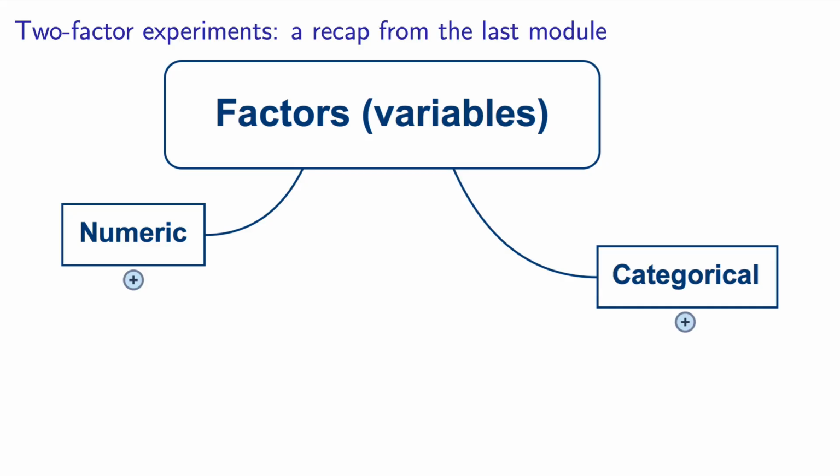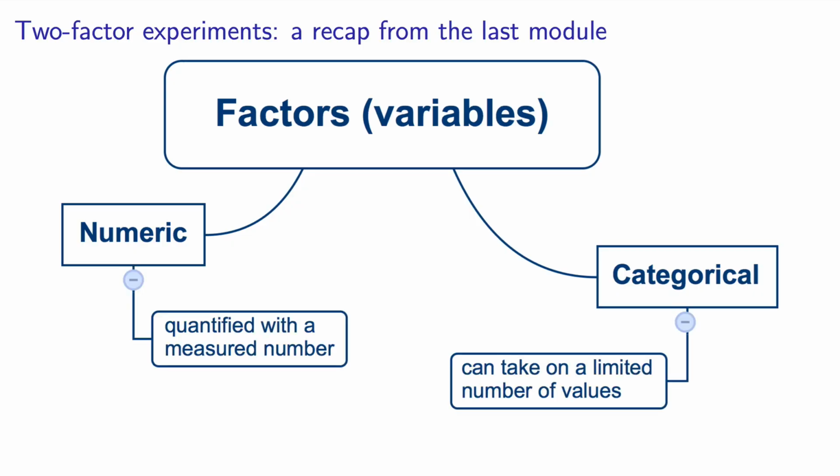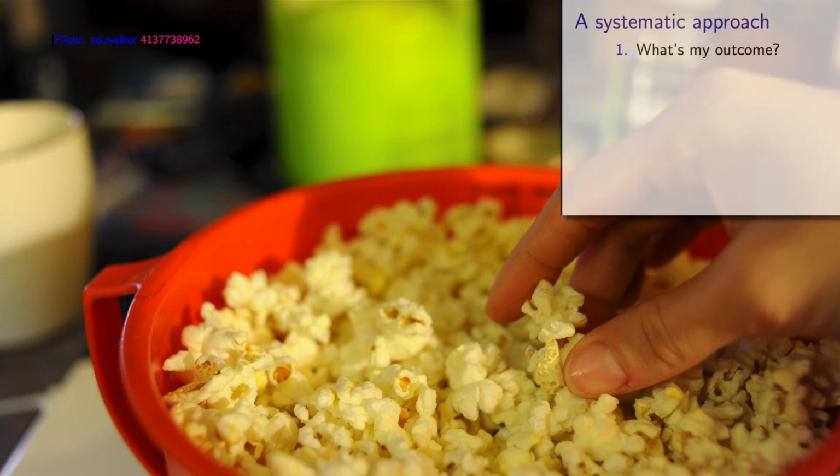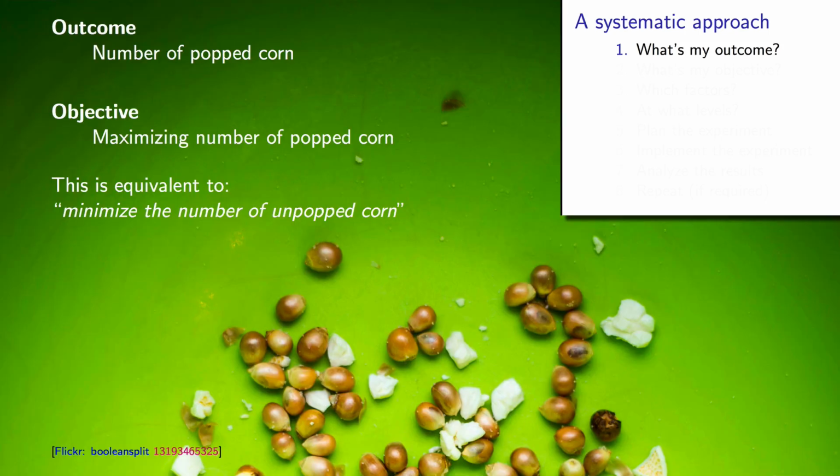So we are considering a basic example, an experiment with two factors. In the prior module, we had said factors can either be numeric or categorical. In this example, we will consider one factor of each type. So we're going to make popcorn, and in this experiment, the outcome is the number of popped kernels. It might be our objective to maximize that number of popped corns.